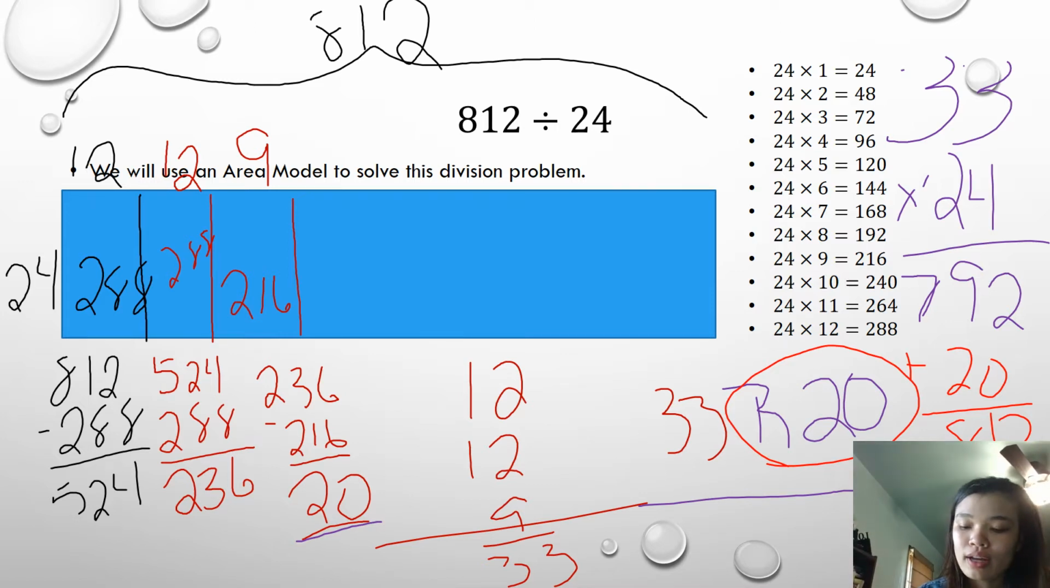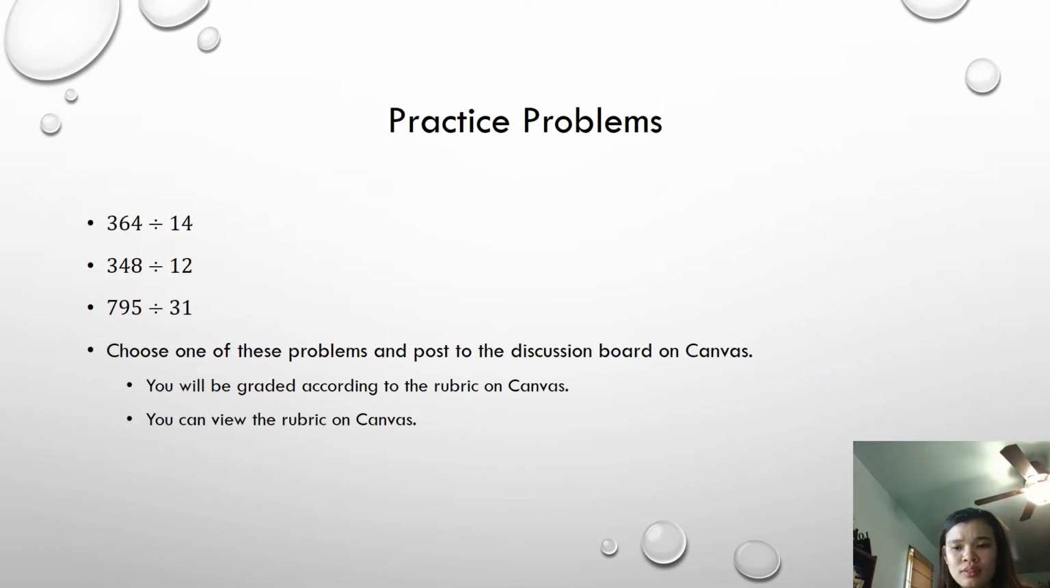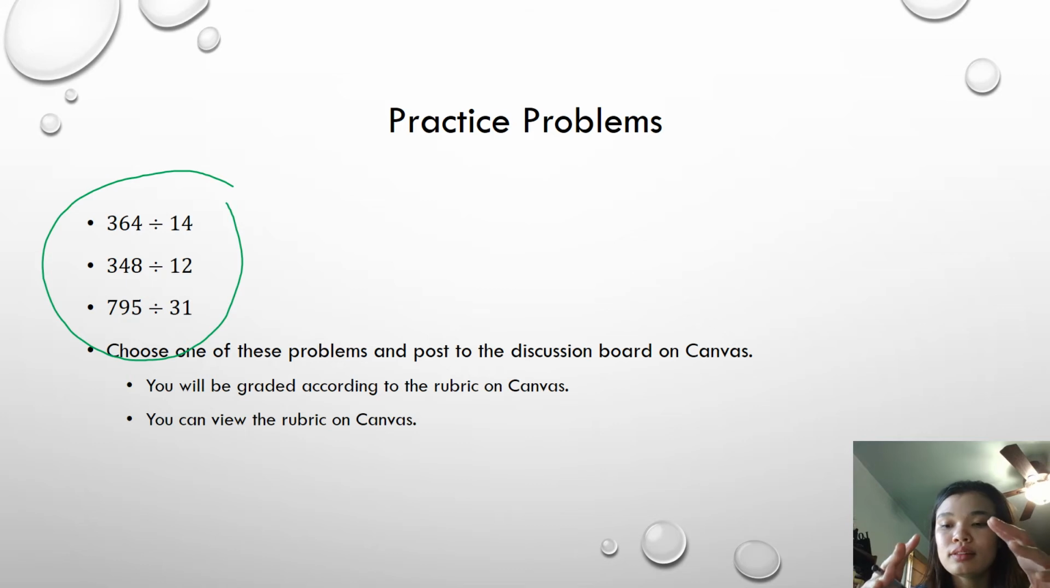Okay, so on the next slide, I want you guys to solve these problems. Not all of them, just one. Choose whichever one, solve it, and take a picture of your solution. I want all the work shown, and I want it to be legible so that I can read it. I want you to post that picture on Canvas, and I will grade it based on the rubric that I will post, okay?